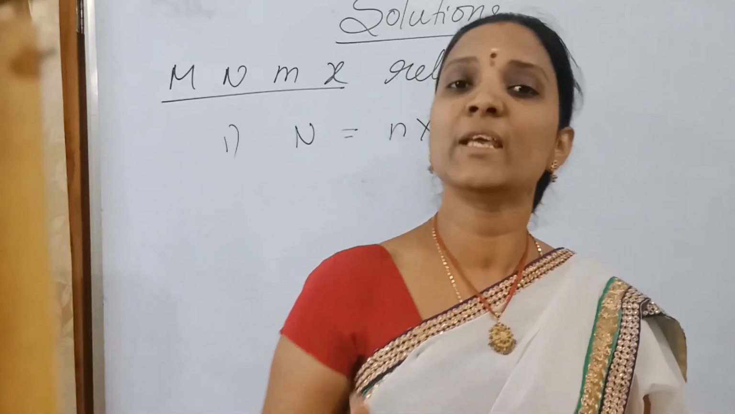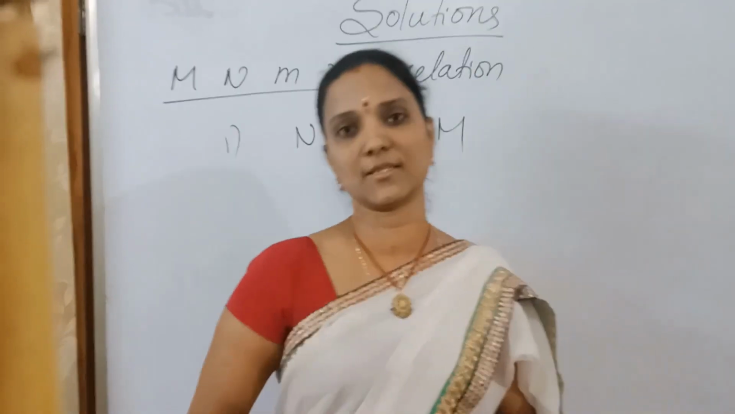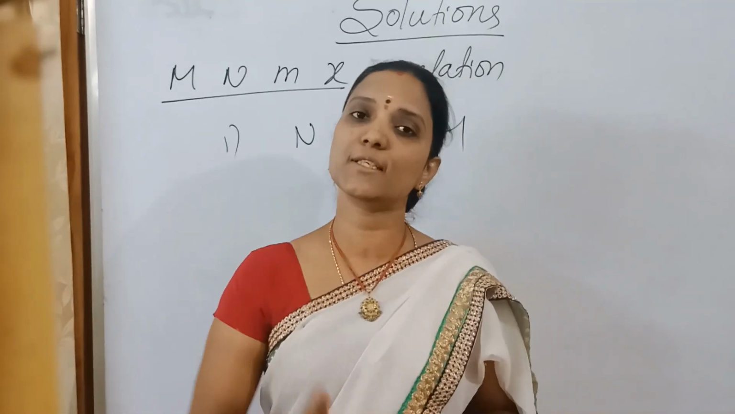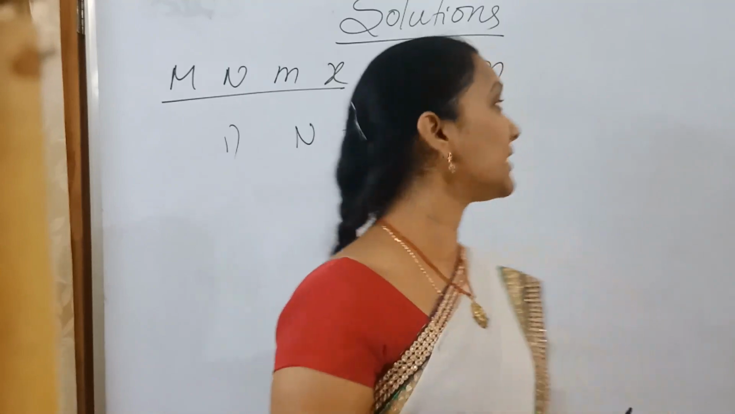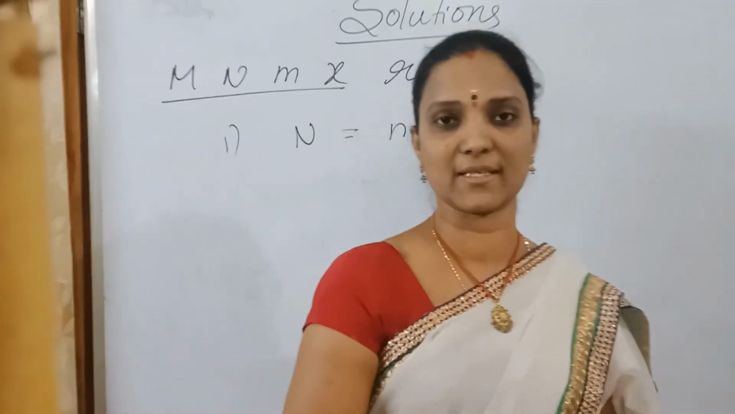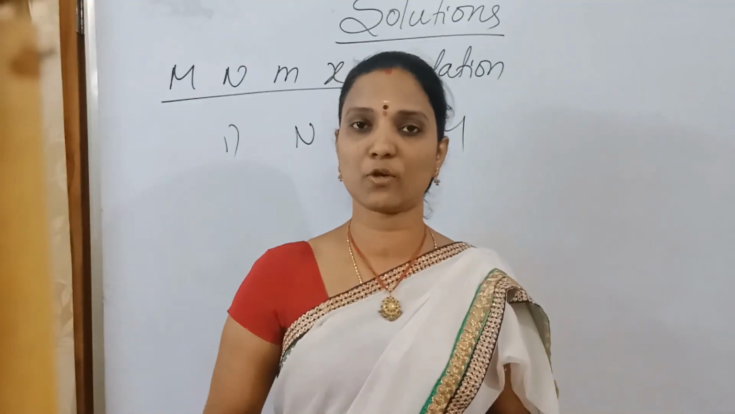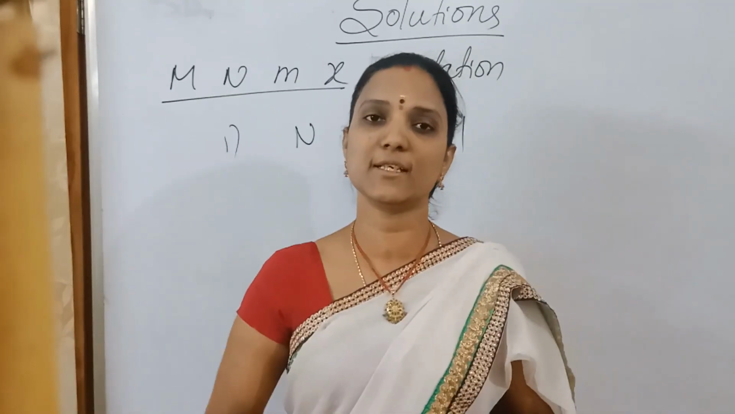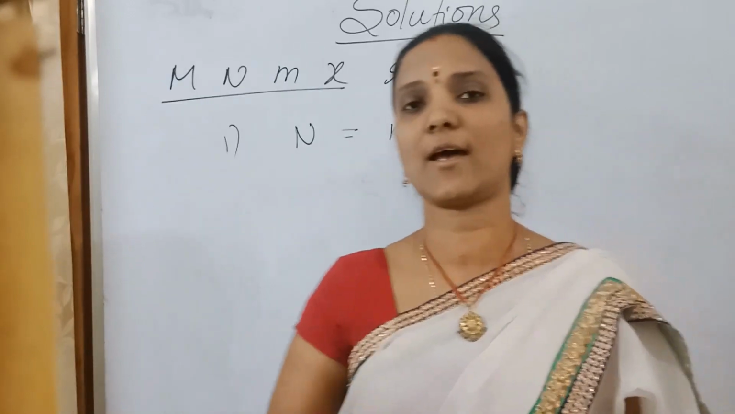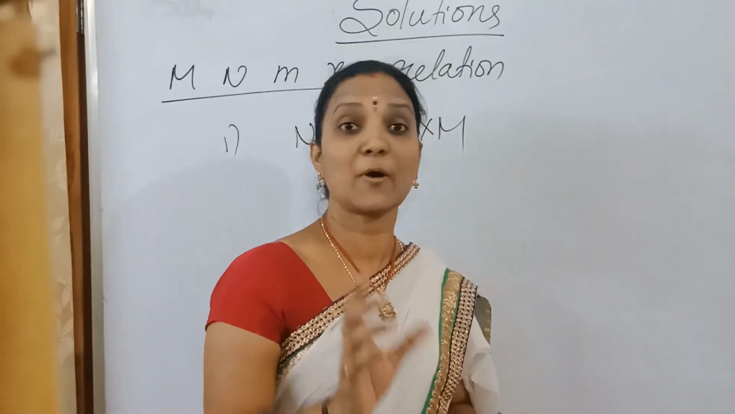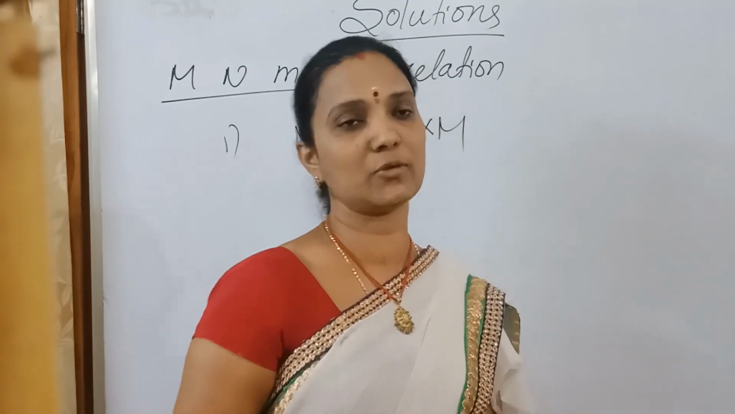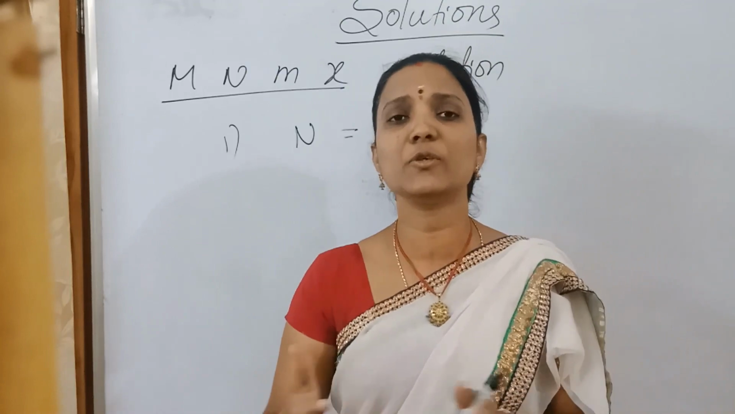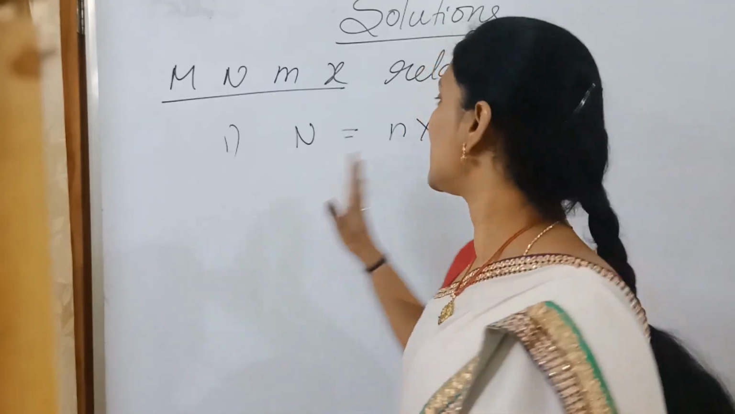N factor means, if the given is an acid, the basicity of that acid. For example, H2SO4, the basicity is 2. HCl, basicity is 1. Like that, if the given is a base, the acidity of that base. Sodium hydroxide, the acidity is 1, and calcium hydroxide, Ca(OH)2, acidity is 2. For a salt, it is the charge, positive or negative. For oxidizing or reducing agents, it is how many electrons are transferred during that redox process. Okay, that is the n factor.